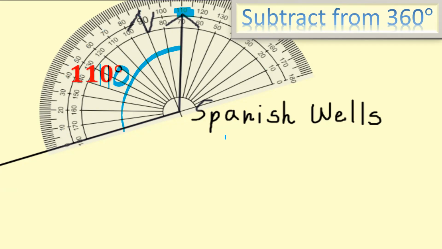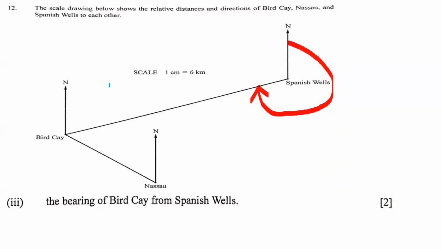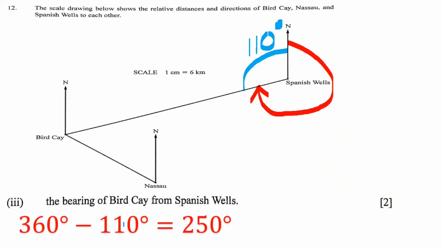So this right here is 110 degrees. And so what we're going to do is take 360 and subtract 110 from it to give us 250 degrees. And so that means that the bearing of Bgcse from Spanish Wells is actually going to be 250 degrees. All right, that's our bearing. Okay, let's move on to the next question.